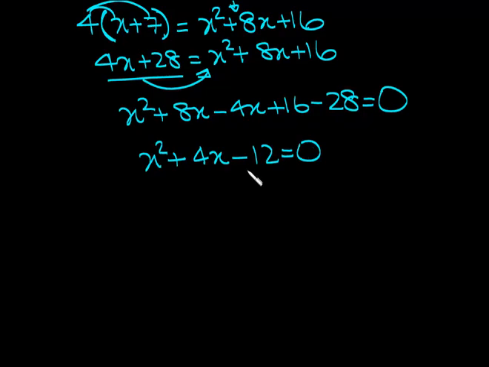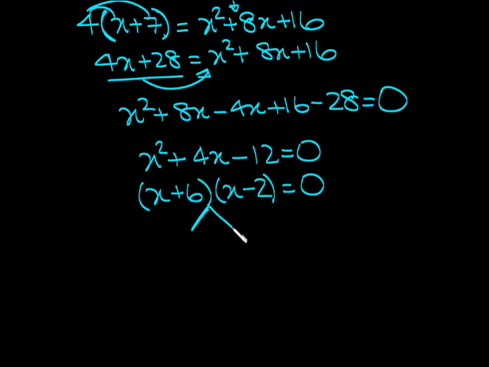We have 3 terms, degree 2, nothing in common. We can try the AC method. If that doesn't work, we can use the quadratic formula. So we have x, x, equals 0. I want 2 numbers. When I multiply, I get negative 12, and when I add, I get 4. So they are positive 6 and negative 2. The product is 0, so that tells me one of them has to be 0. So we get x is minus 6. x minus 2 is 0, so we get x is 2.